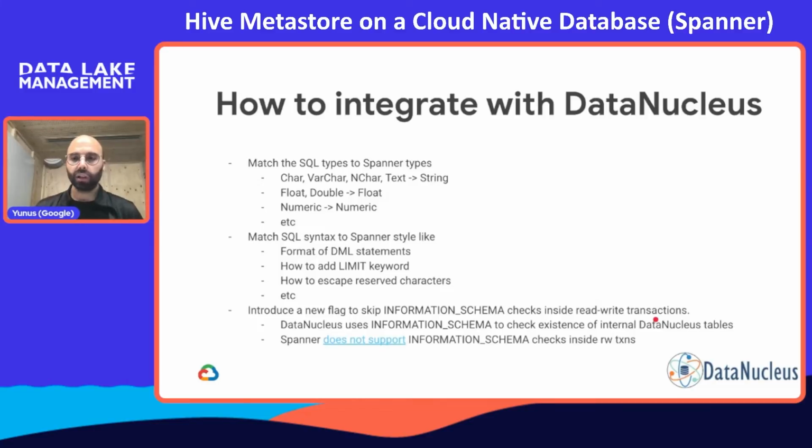What we did, these DataNucleus tables that should exist in Hive, luckily Hive was already creating them in advance. DataNucleus does not have to check them, so we simply skip that check in DataNucleus. We patched it. This was by chance, we were able to avoid that, but in the end there are some Spanner features, fundamental features that you may hit on the road.